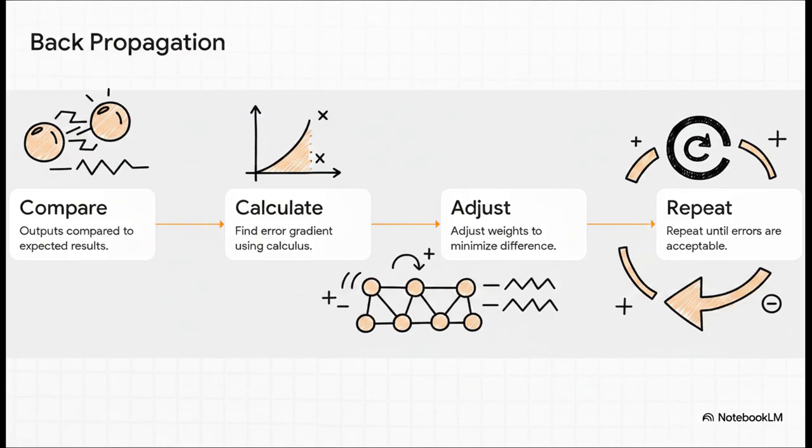Step 1, the system looks at its initial output and compares it to what the expected result should be. Step 2, it uses calculus to find the error gradient. Basically, it asks, okay, exactly how wrong was I? Step 3, it takes those errors and propagates them backwards through the whole neural network, tweaking the weightings on each individual neuron to make that difference smaller next time. And step 4, it just repeats. It's a massive system of reward and punishment, constantly fine-tuning itself until the errors are within acceptable limits.